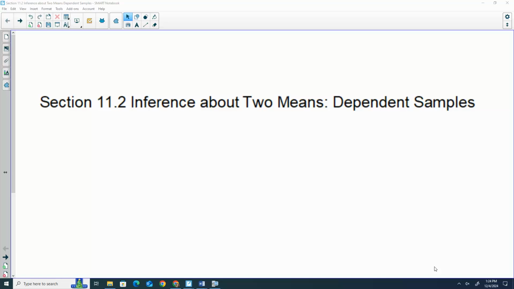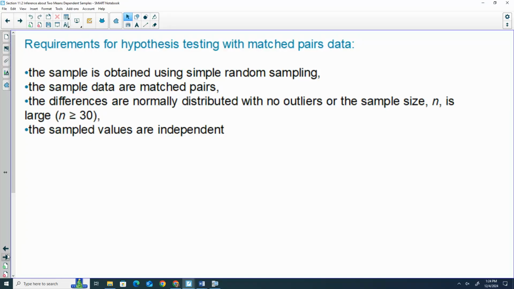All right, so if we are looking at matched pairs data, we have two sets of data, but they can be paired up in some way. That also means it has to be the same number of points in both. So if I have 10 values from the first set, I would have to have 10 values from the second set in order for them to be matched pairs. So we are looking at this dependent data.